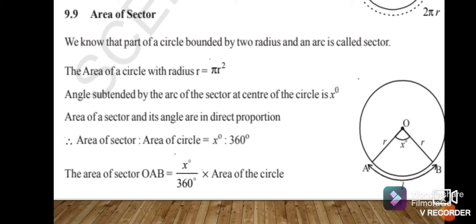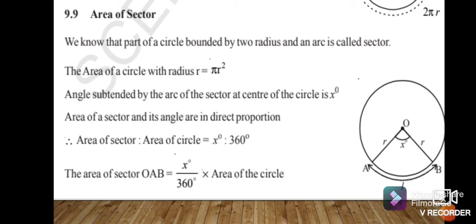Now again, area of a sector. We know that a part of a circle bounded by 2 radii and an arc is called a sector. Okay, what is a sector? A sector is a part of a circle bounded by 2 radii and an arc. Now, what is the area of a circle with radius r? It is pi r square. The angle subtended by the arc of the sector at the center is x degrees. So the area of a sector and its angle are in direct proportion.